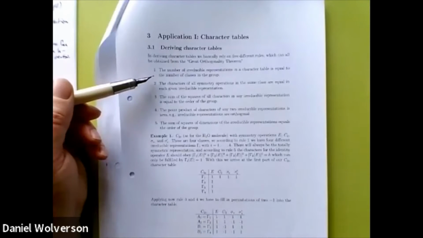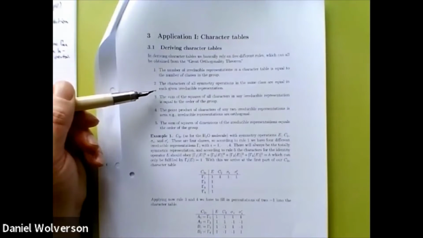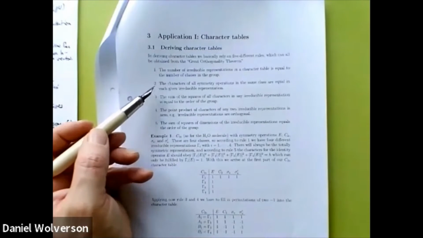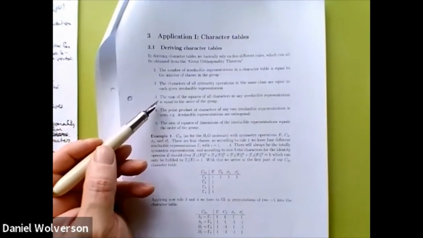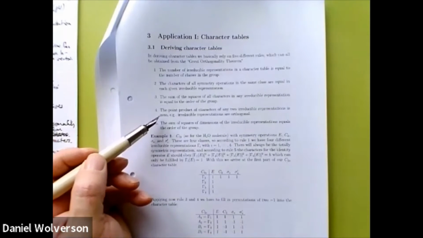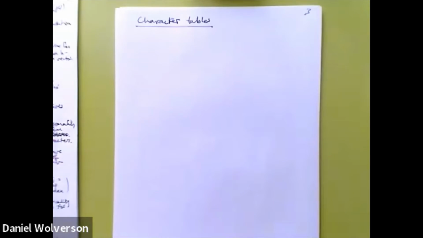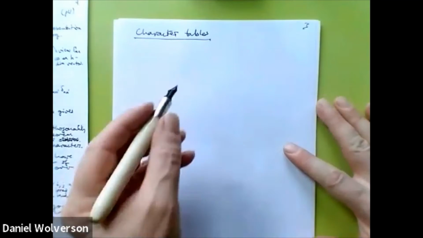But the number of irreducible representations in a character table is equal to the number of classes in the group. The characters of all symmetry operations in the same class are equal in each given irreducible representation. Now we've effectively proved that because we've shown that the matrices transform, the C transform to C prime. And so we're very close to proving that. The sum of squares of all characters in an irrep is equal to the order of the group, etc. So let's do something which Daniel didn't quite do, and let's look at one of these proofs.